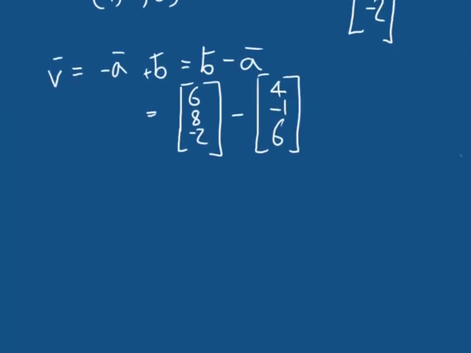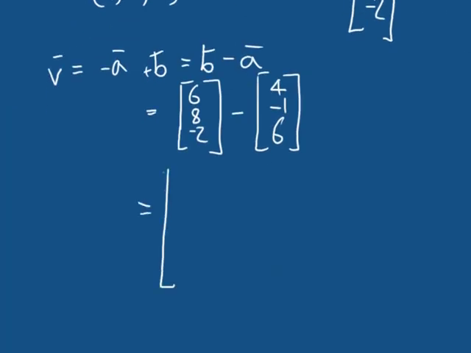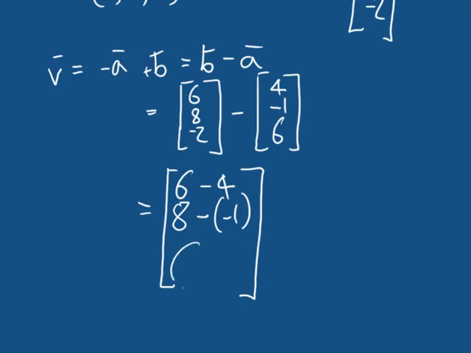Fantastic. So if we work this out, very simple 3D vector subtraction. We've seen this already. So we're going to take for our first component, the first component of our first vector minus the first component of our second. That's 6 minus 4. Likewise, for our second component, we're going to take the second component of our first vector and minus the second component of our second. So 8 minus 1. And then for the third component, we're going to take the third component of our first vector, minus 2, and subtract from that the third component of our second vector. So minus 2 minus 6.